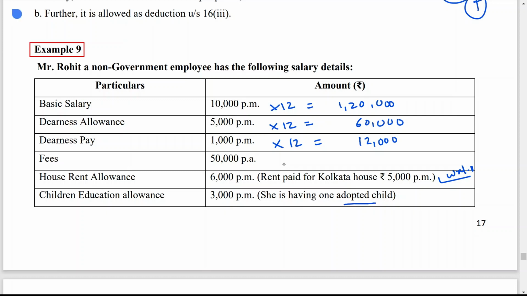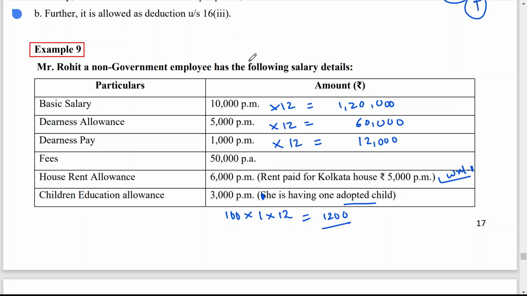It doesn't make any difference whether a child is adopted or not. He will get the deduction. Here he will come, not she, because we are talking about Mr. Rohit. He is having one adopted child. So 3,000 per month and he will get fixed deduction because the amount is more than the statutory limit. 100 per month per child, maximum of 2 children. That is the rule. So 100 multiplied by 1 multiplied by 12 you have to make, and that is why 1,200 will be available as a deduction.